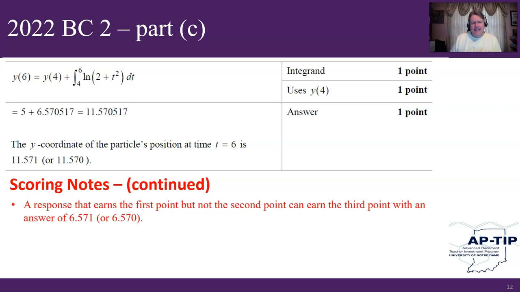Let's say you have a response that earns the first point, but doesn't earn the second point. Well, we can still earn that third point with our correct answer or an answer of 6.57. So in other words, we have the right integrand. The setup is looking pretty good from that standpoint, but the student just did not seem to utilize the y of 4 at all. But they resolved that definite integral correctly. They knew how to enter that into their calculator. Well, if that answer of 6.570 or 6.571 is presented on their paper, we will go ahead and allow the student to earn that third point. We just don't want to jeopardize 2 of these 3 points by just forgetting that initial condition, y of 4 in this case.